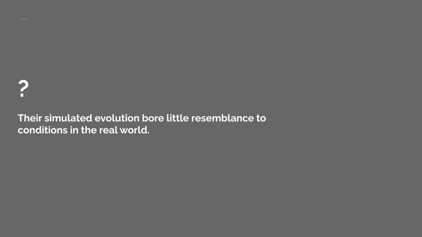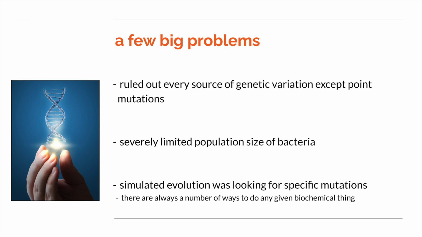So how did they get these surprising results from their simulated evolution? The short answer is that their simulated evolution bore little resemblance to conditions in the real world. For one, Behe and Snoke ruled out every single source of genetic variation except point mutations, the altering of a single letter in the genetic code. While this is an important source of genetic variation, and remember, variation is the raw material for natural selection to work with, it's not the only source of variation. Yet they ruled out every other source.